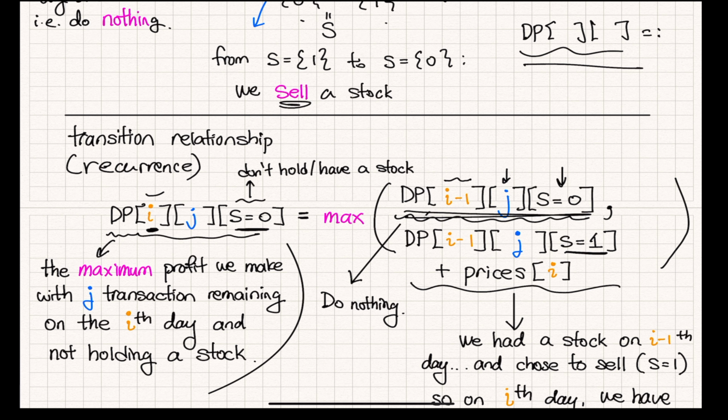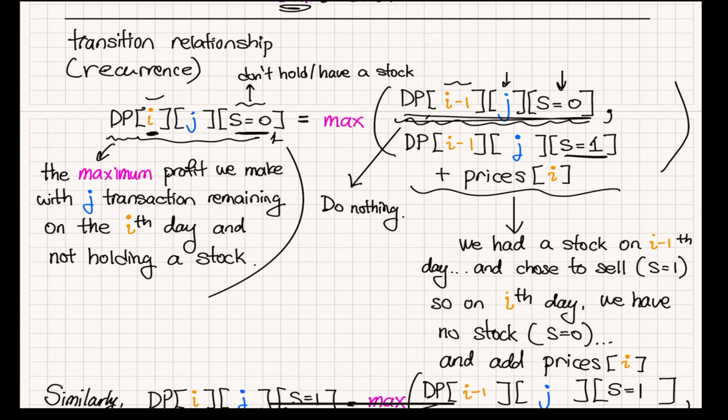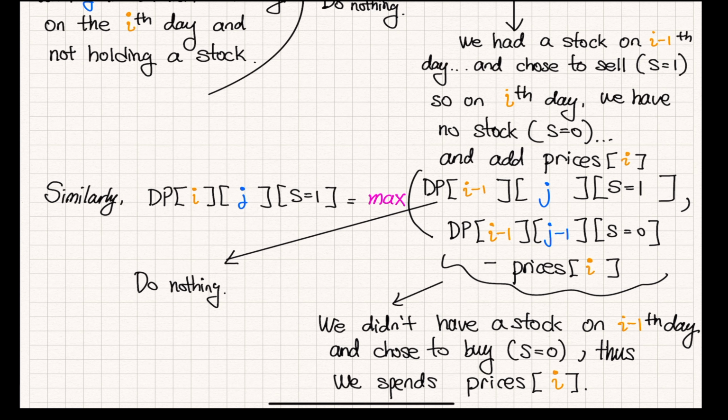And we have to consider the case for s equals 1 for this guy. So that's what we have here. Very similar: dp of i, j, 1. And we take the maximum of dp of i minus 1, j, 1, or dp of i minus 1, j minus 1, 0 minus price on ith day. Same thing. For the first guy, we didn't do anything. For the second guy, it means that we didn't have a stock on the i minus 1th day, but we chose to buy a stock. Therefore, we spend the price of the ith day. So that's why you have this minus here. And we take the maximum.